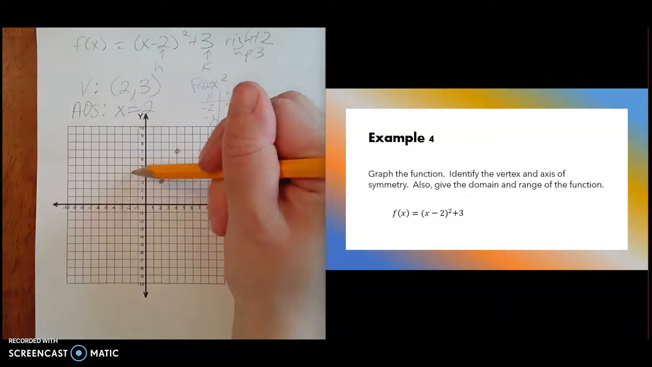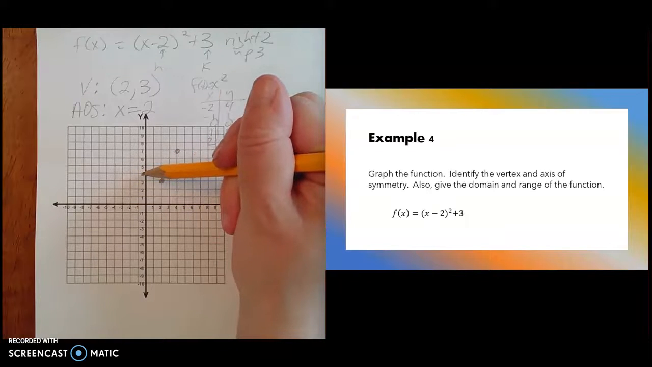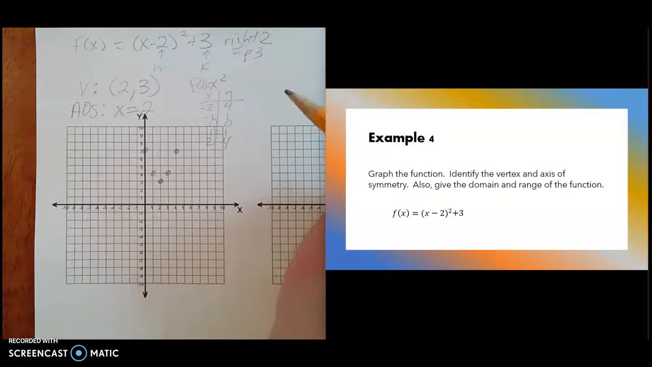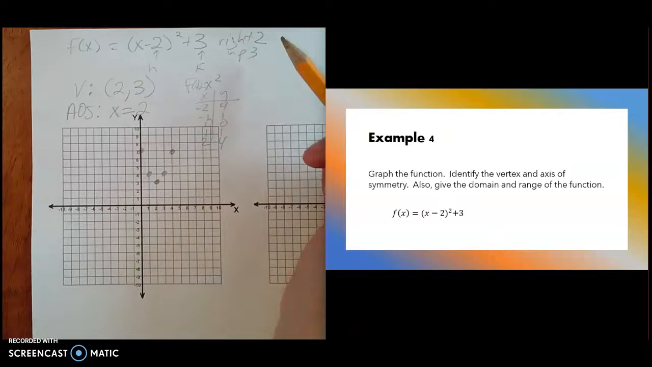Instead of negative 2, 4, I'm going to go right 2 and up 3, just like that. And then that helps me to graph it very quickly. And this is called transformations, in case you're curious. So that's one way to graph it.